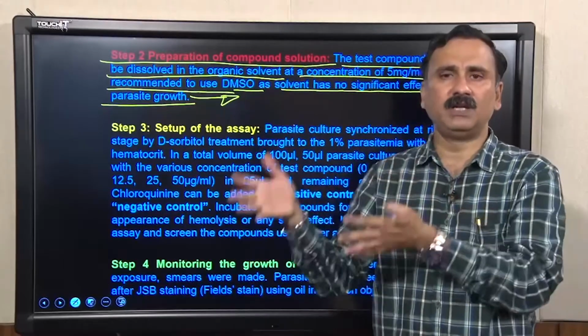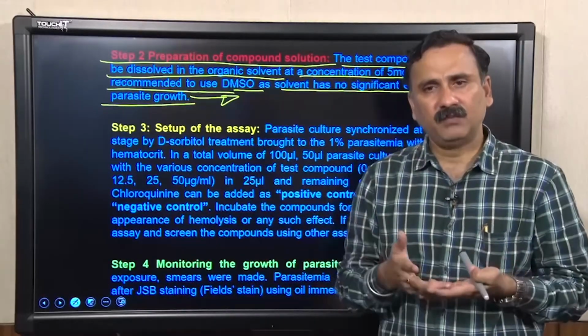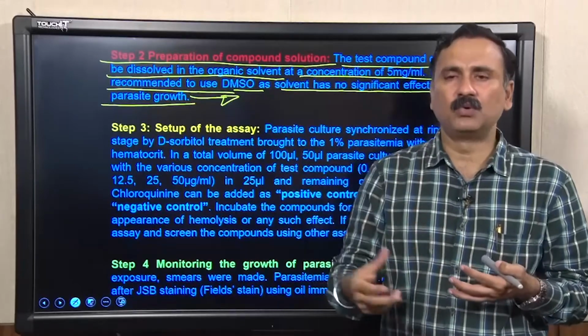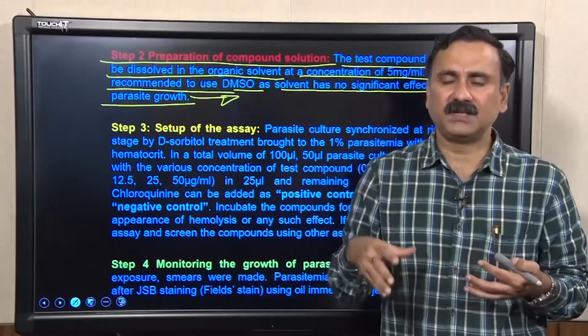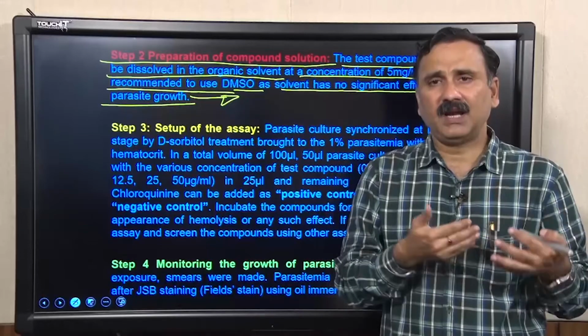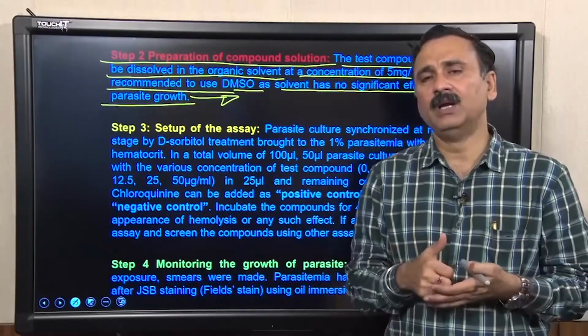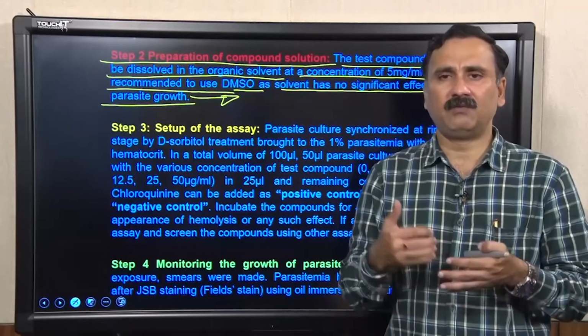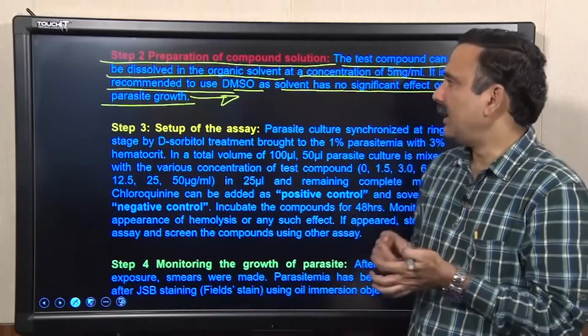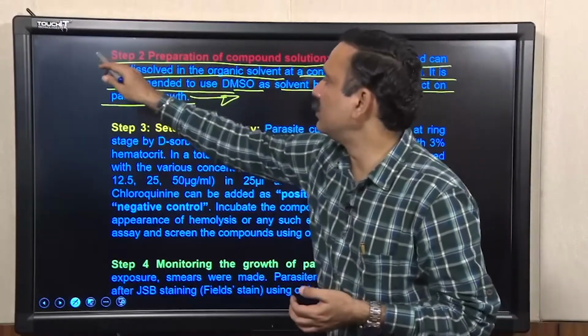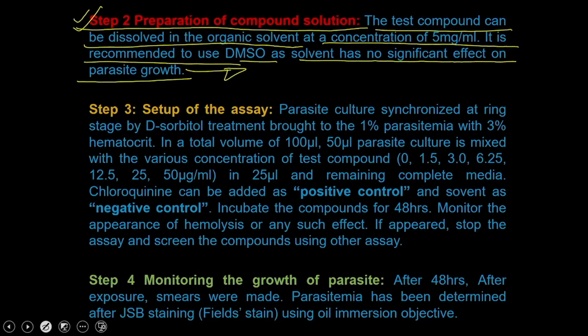You can simply dissolve it in aqueous media, and then pass it through 0.22 micron filters so that it is filter sterile. Otherwise, as soon as you add the compound, bacteria will start growing, and that is going to interfere with your assay system. So, in step 2 you prepare the compounds, and then in step 3 you set up the assay.